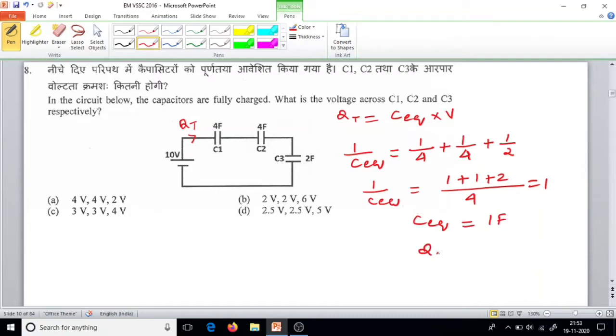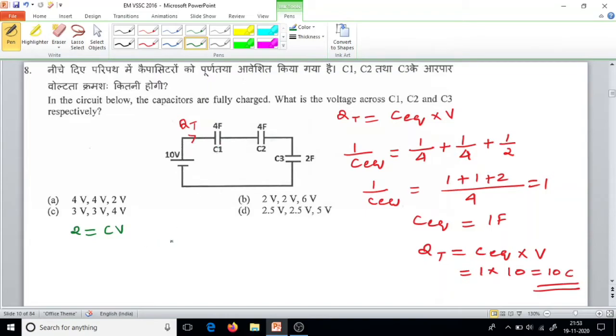Now, what is the total charge QT? That is C equivalent multiplied by voltage. It comes to 1 multiplied by 10, so it is 10 coulomb. We got 10 coulomb. Now we have to find the voltage across each capacitor. Q equals CV, we will use the same equation. Here instead of Q we will take QT.